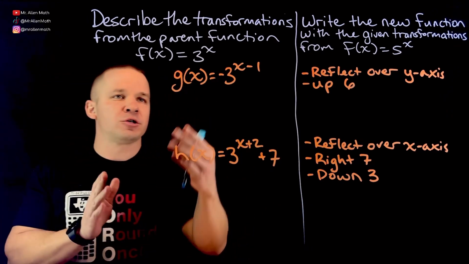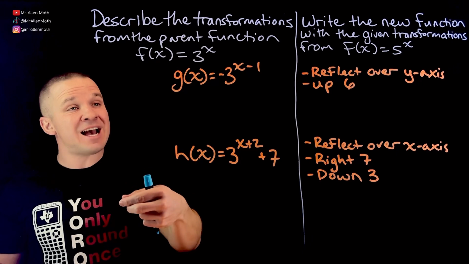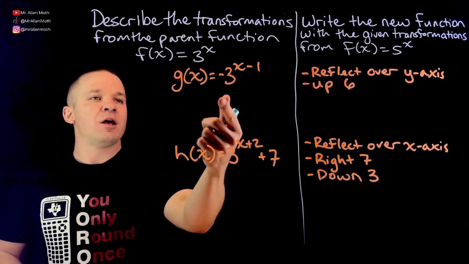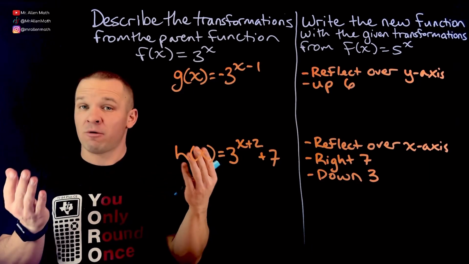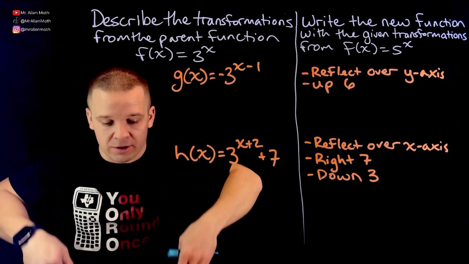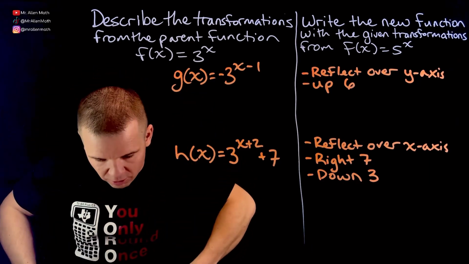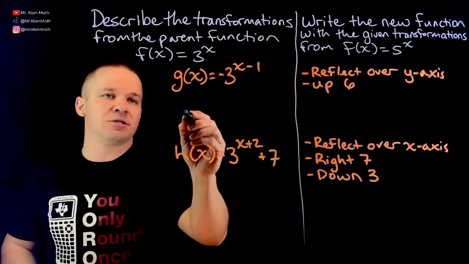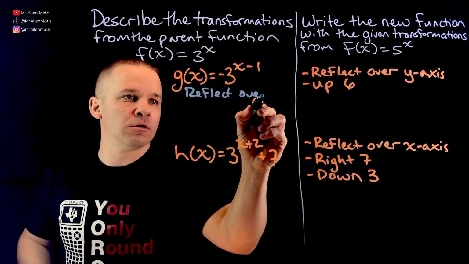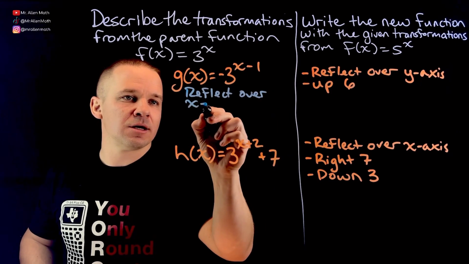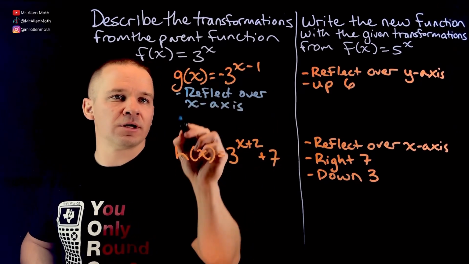First one here, we got g of x equals negative 3 to the x minus 1. That negative is occurring outside of the function, so it's a vertical transformation, a reflection. So if you're reflecting vertically, what axis are we going over? I'm going over the x-axis. So we could say reflect over x-axis. Okay, that's number one.